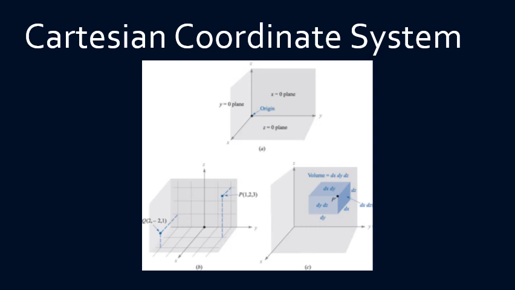Which means the point is 1 unit away from the origin towards the x-axis, 2 units away from the origin towards the positive y direction, then 3 units from the origin towards the positive z direction. So it's just the same as what we learned before, except that a third coordinate was added.